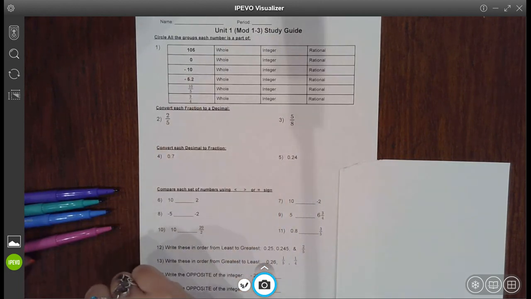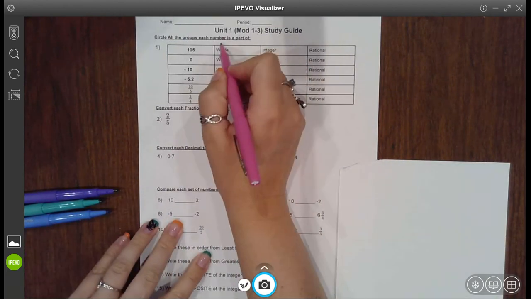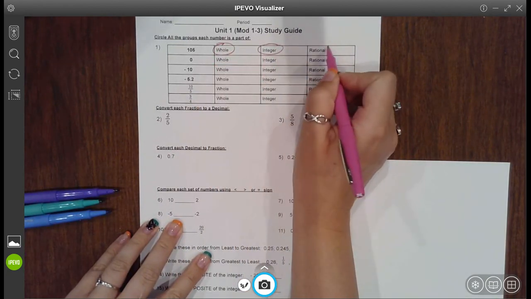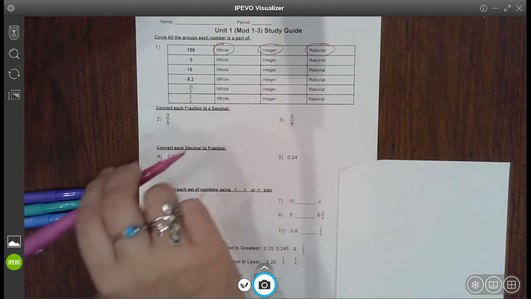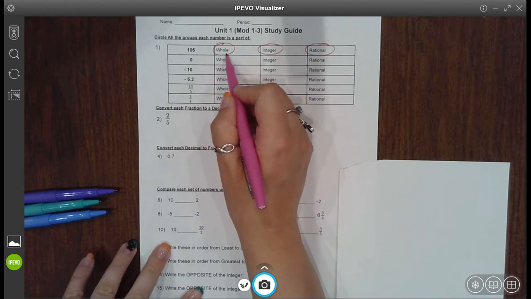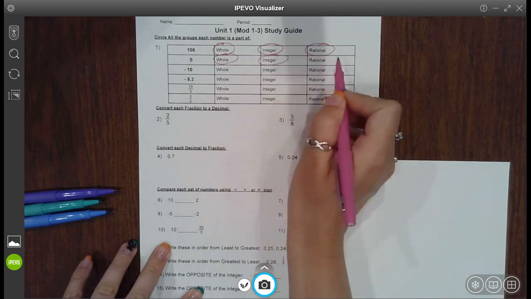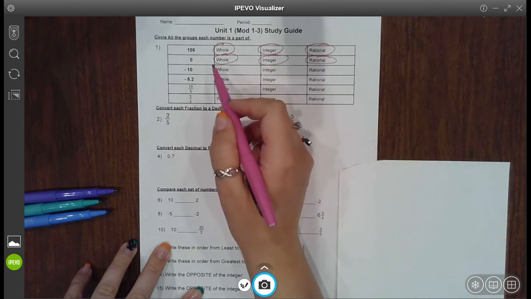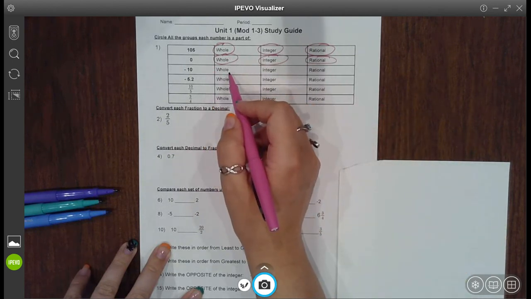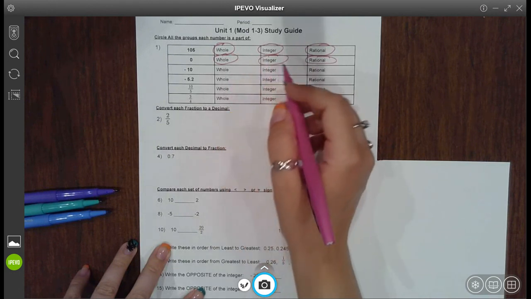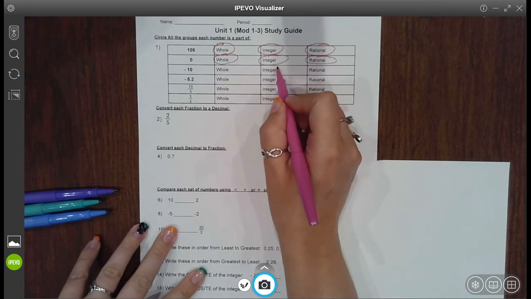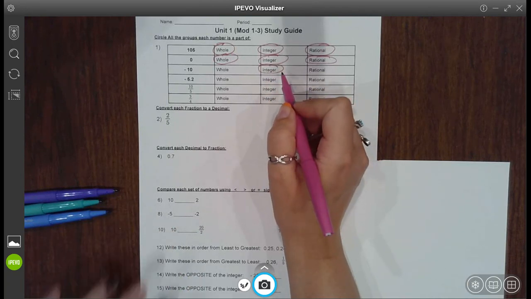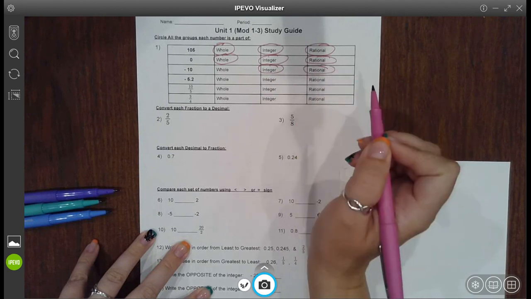So let's start with 105. Is 105 a whole number? Yes, it is. If it's a whole number, that means it's also integer and rational, because remember, these include that as well. It's just more things added onto it. So 0, yes, it is a whole number, which means it's also integer and rational. -10 is not whole, because whole numbers are only 0 and positives. Integers are the whole numbers and their opposites. So yes, since it's a whole number, it's not a fraction or a decimal, it is an integer and therefore also rational.